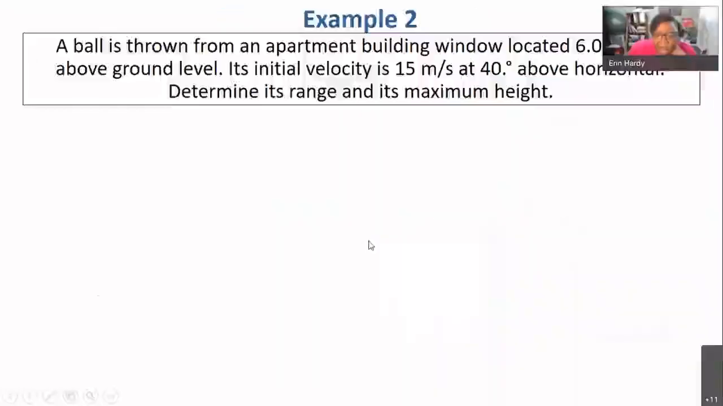And then we've got a practice problem showing up here. Yeah, example 2, we'll start with this on Monday.